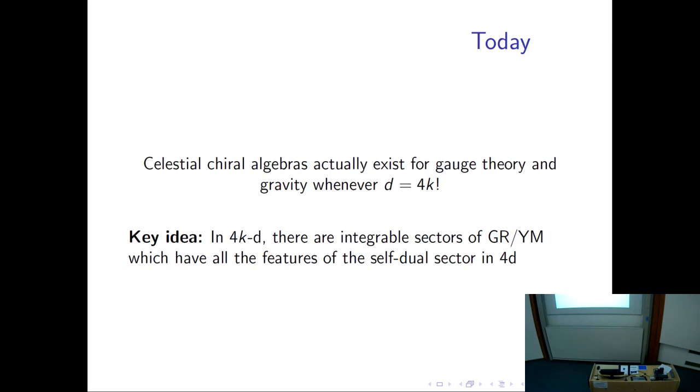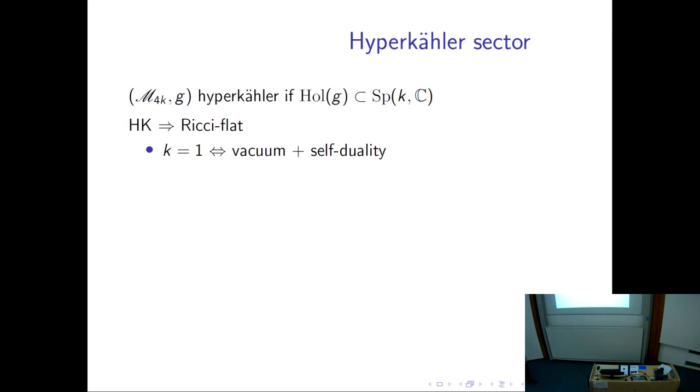And so what I'll tell you about today are these subsectors and the fact that they have chiral algebras associated to them. But the thing that's maybe slightly more surprising is that these are chiral algebras that still live on the 2-sphere. So in some sense, they don't have anything to do with the celestial sphere in a higher number of dimensions. Okay, so in the context of gravity, the subsector we have in mind here is what's called the hyperkähler sector.